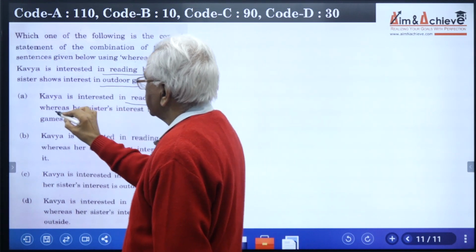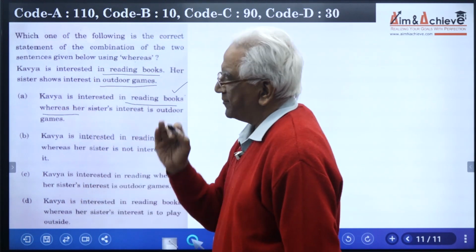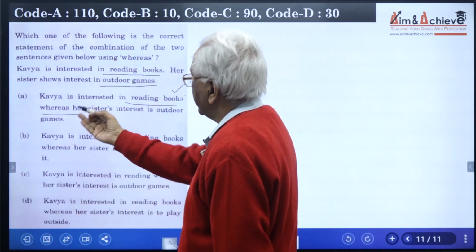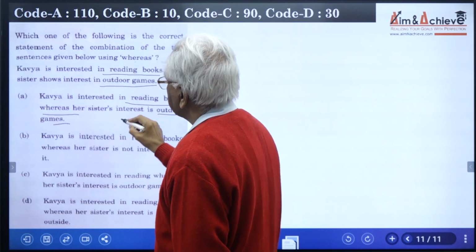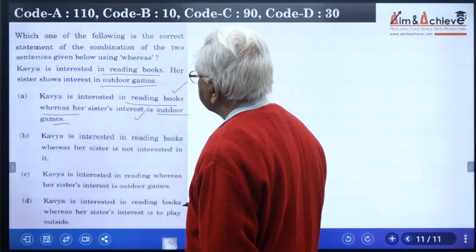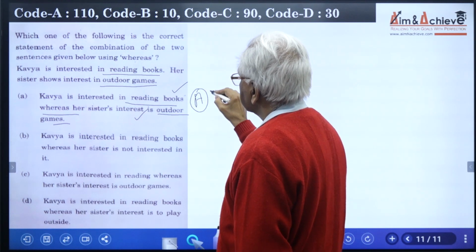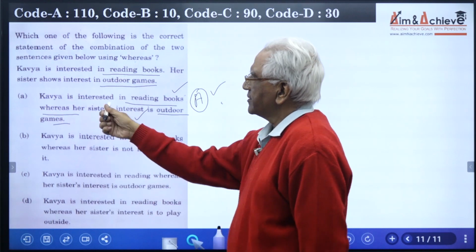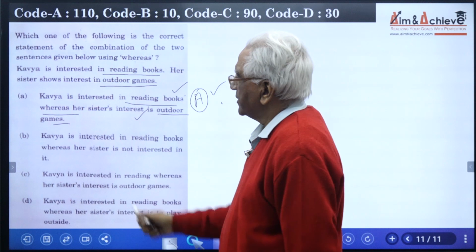Here, whereas means jabki. That means the two sisters have got contrasting qualities. Whereas her sister's interest is outdoor games. So this is also right. That means it is clear that option A is the correct answer. Now let us read the others to ensure that option A is indeed the correct choice.